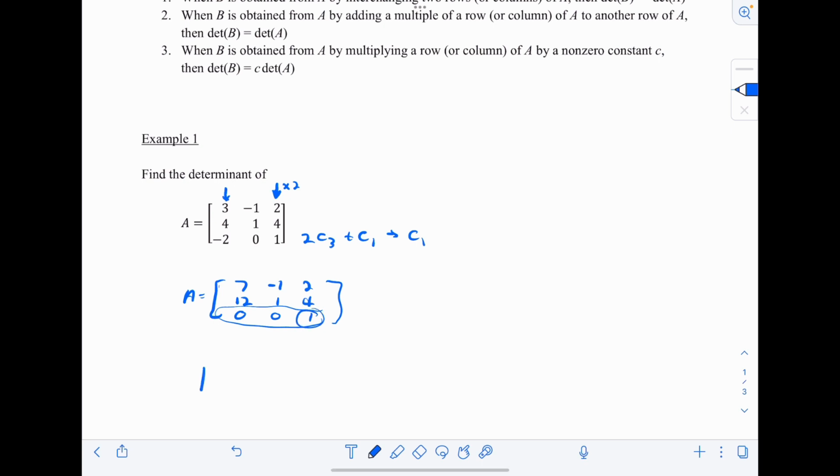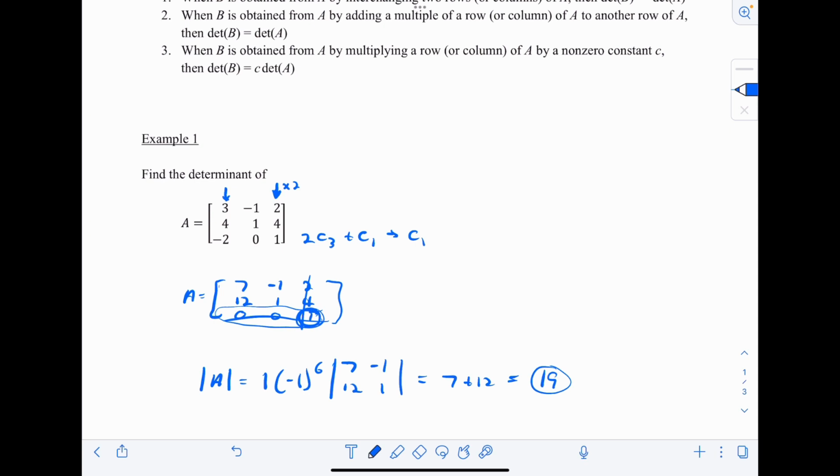So the determinant of matrix A then is that entry 1 times negative 1 to the 6th power, again, third row, third column, times the determinant of the matrix 7, negative 1, 12, 1. So that's going to be 1 times 1, and then I've got 7 plus 12 is 19. So that's my determinant. Okay.